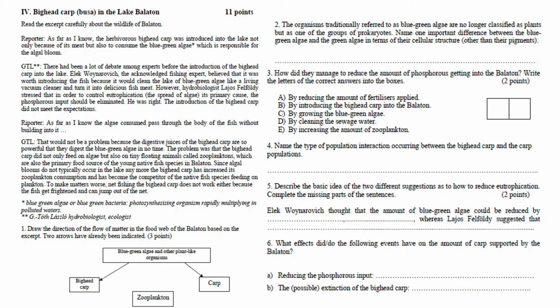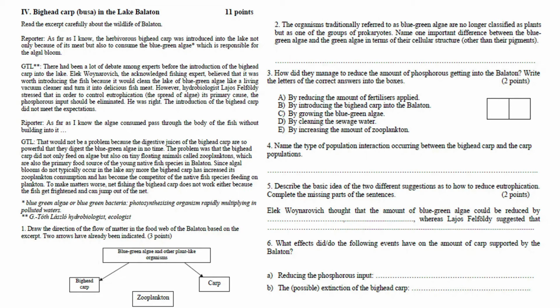So, there had been a lot of debate among experts before the introduction of the big head carp into the lake. Alek Vojnarovic, the acknowledged fishing expert, believed that it was worth introducing the fish because it would clean the lake of blue-green algae like a living vacuum cleaner and turn it into delicious fish meat. However, hydrobiologist Lajos Felföldi stressed that in order to control eutrophication, its primary cause, the phosphorus input, should be eliminated. He was right. The introduction of the big head carp did not meet the expectations.